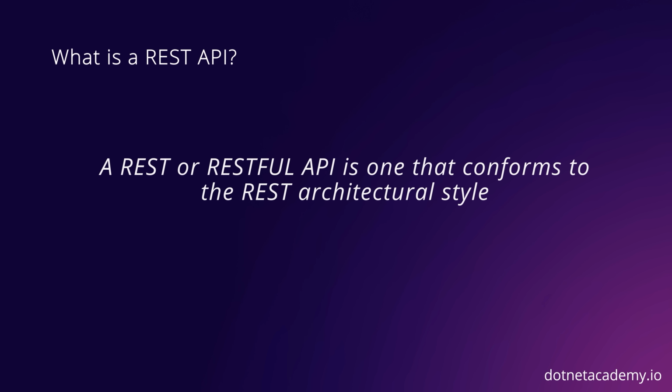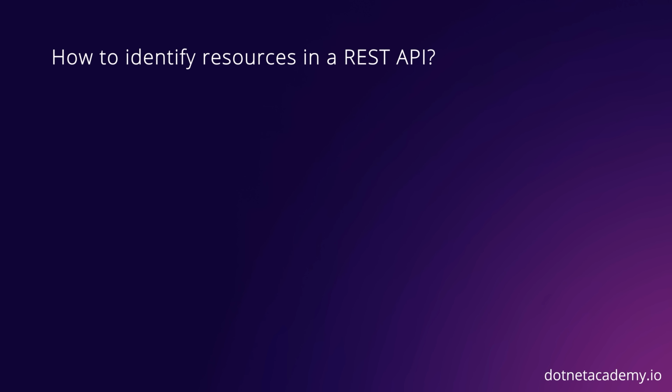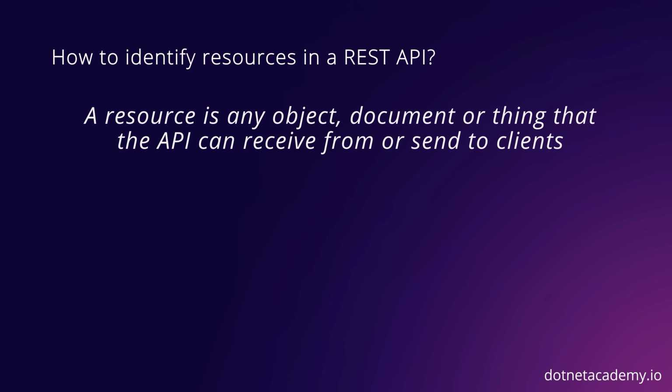But how do they actually reach that data? Well, for this, it's good to first understand the concept of a resource in a REST API. In a REST API, a resource is any object, document, or thing that the API can receive from or send to clients. For instance, in our game store application, the main resource is going to be our games. That's what clients want to query and modify. But in other applications, like the Spotify example, one of the resources could be the songs. And in the LinkedIn example, one resource could be the users, and another one, the LinkedIn posts.